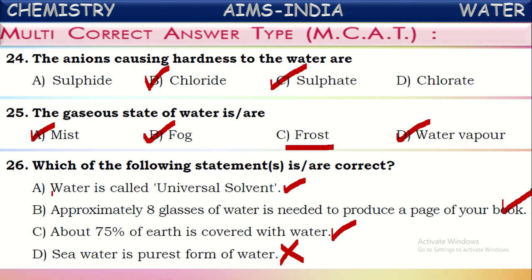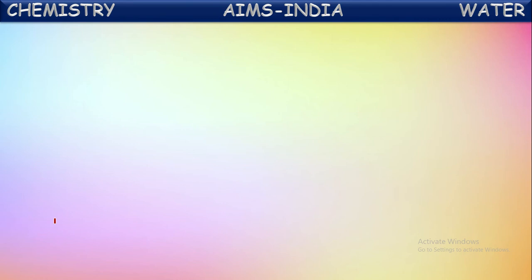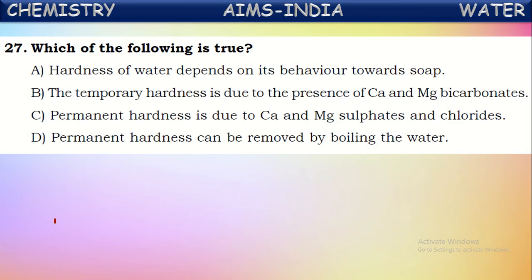Now what will be the correct answer? Only these three are correct statements. Okay. Next, which of the following is true? See, some statements are given. We have to identify which statements are true among these.